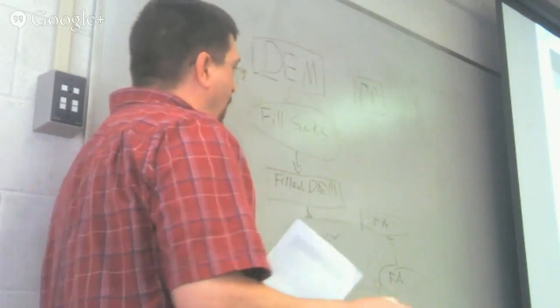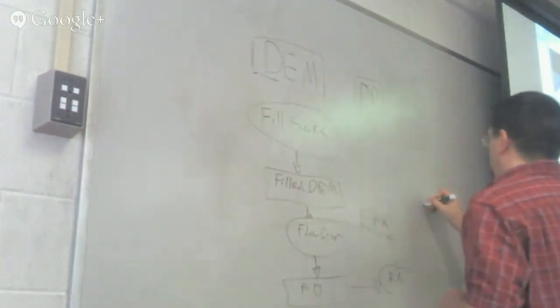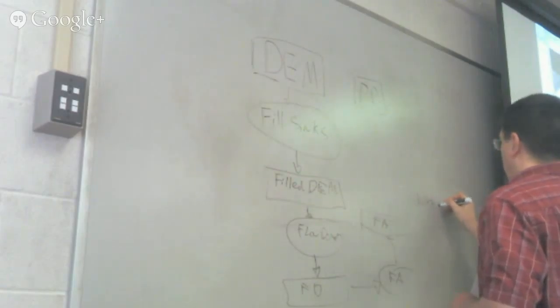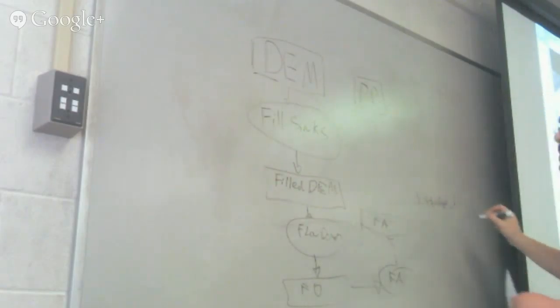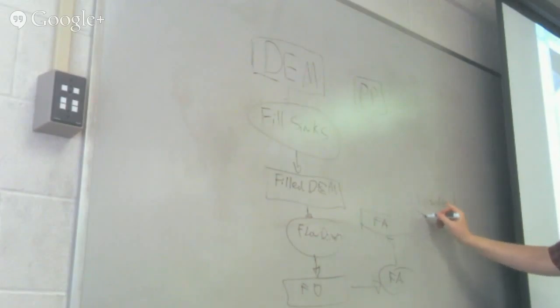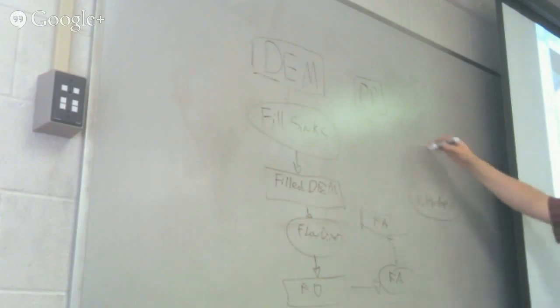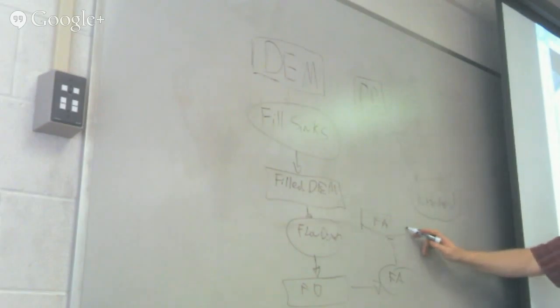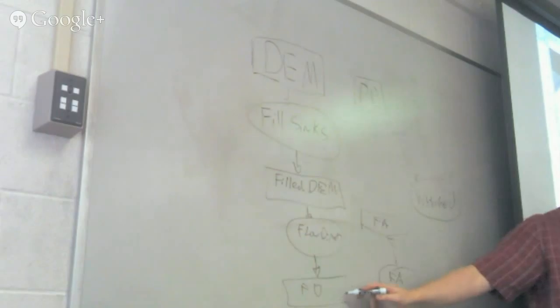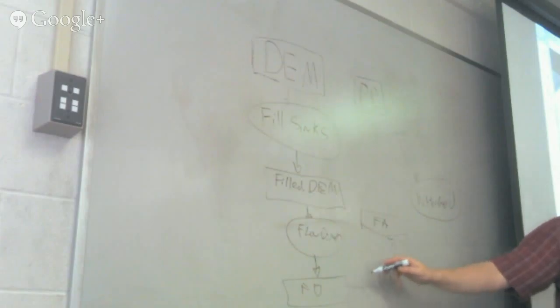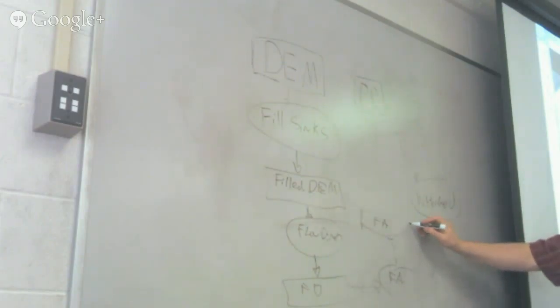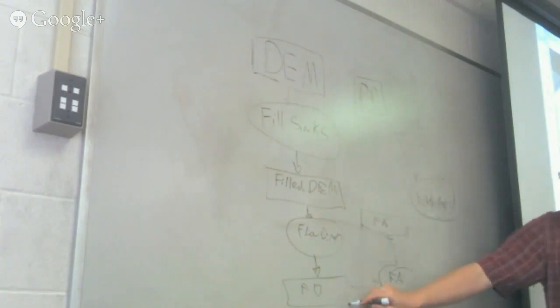Now I need to calculate the watershed. That's an operation to calculate a watershed. What are the inputs? Well, one of the inputs is the pour point. Now, what's the other input? Is it flow accumulation or is it flow direction? It's actually flow direction. Some people put both of these in, but flow direction is the input there.